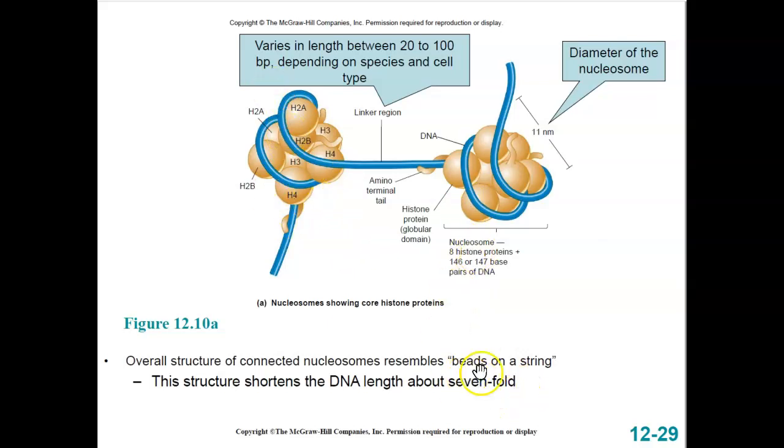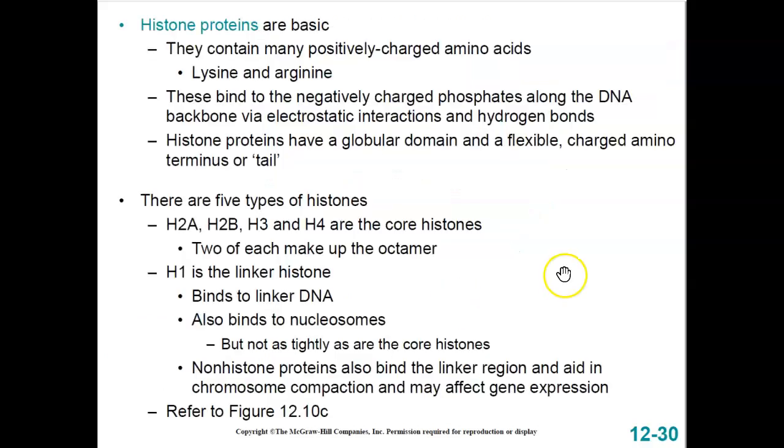So this is what we call the beads on a string theory. Short structures of histones with DNA wrapped around it. Histone proteins are basic, it turns out. And when I say basic, that means they have a charge. They have positively charged amino acids, lots of them, lysine and arginine, and they bind to the negatively charged phosphates on DNA. Remember, negative and positive molecules attract each other. And so we have these electrostatic interactions and hydrogen bonding that help keep DNA bonded to the histone octamer.